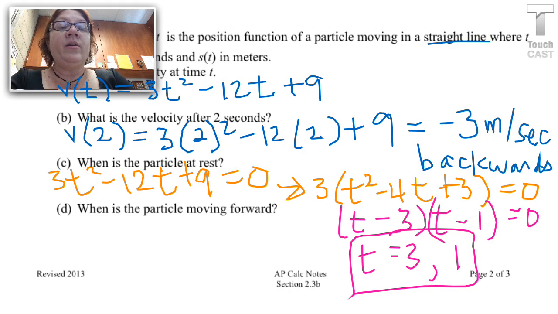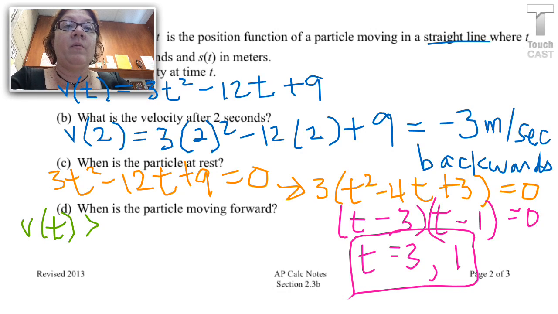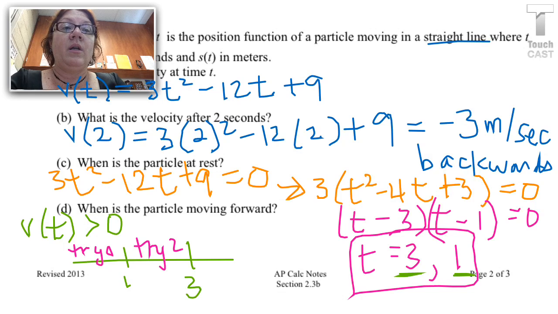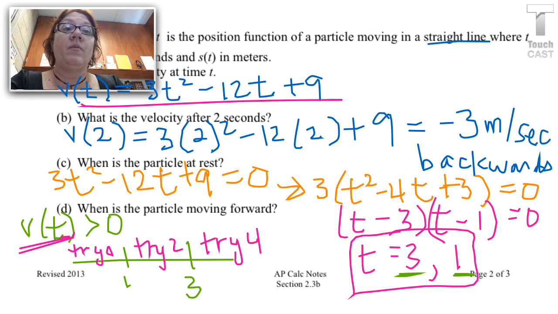So now, when I want to know when it's moving forward, that of course would tell me that my velocity, if it's moving forward, has to be positive. And that's what that just says in symbols. And so the first thing I would do is figure out, well, when is it actually 0? Well, we just did that. We found those 2 values where it's 0. So I would put them on a number line, and then I would try some numbers. So in this left section, maybe I'd try 0, and in here I'd try 2, and in here I'm going to try 4, and I'm going to plug them into the velocity, to check to see if they're positive or not.